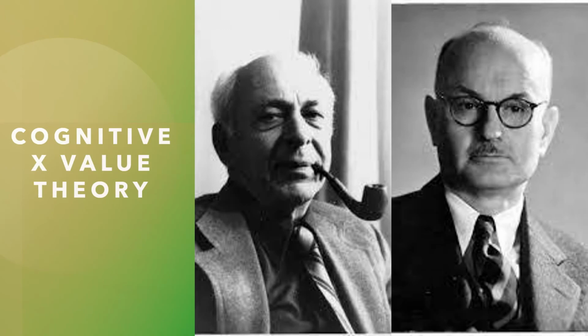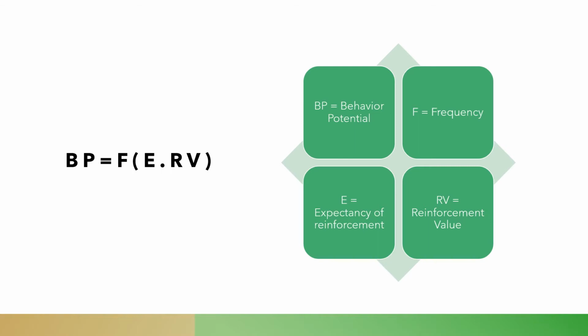Under expectancy theory, we have another sub-theory, cognitive X-value theory. X stands for expectancy. This is the equation: BP = f(E × RV). BP stands for behavior potential, f stands for function, E stands for expectancy of reinforcement, and RV stands for reinforcement value.